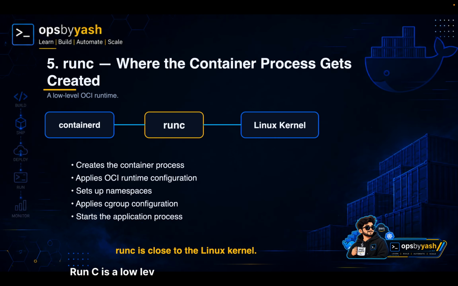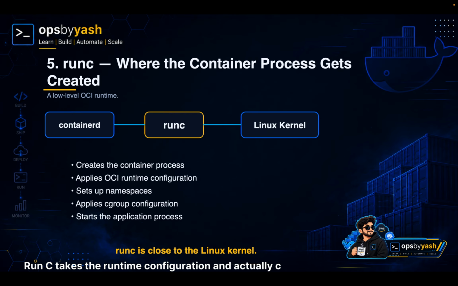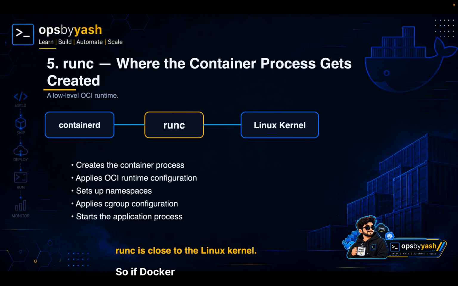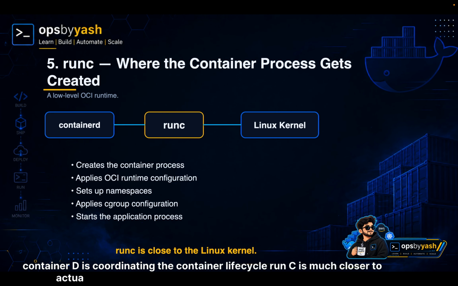And then we go even deeper. Meet runc. Runc is a low-level OCI compatible container runtime. This is where things get much closer to the Linux kernel. Runc takes the runtime configuration and actually creates the container process. It sets up namespaces, applies cgroup configuration, sets up the environment, and starts the application process. So if Docker engine is the manager, containerd is coordinating the container lifecycle, runc is much closer to actually creating the process that becomes your container.